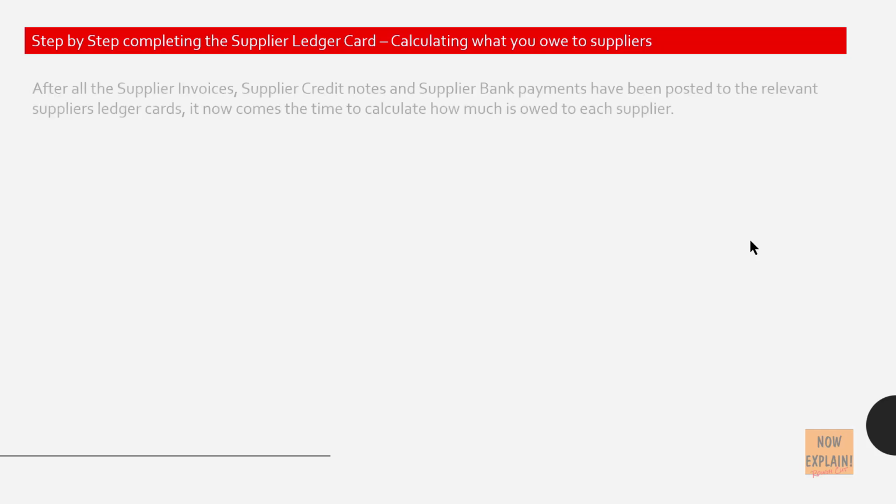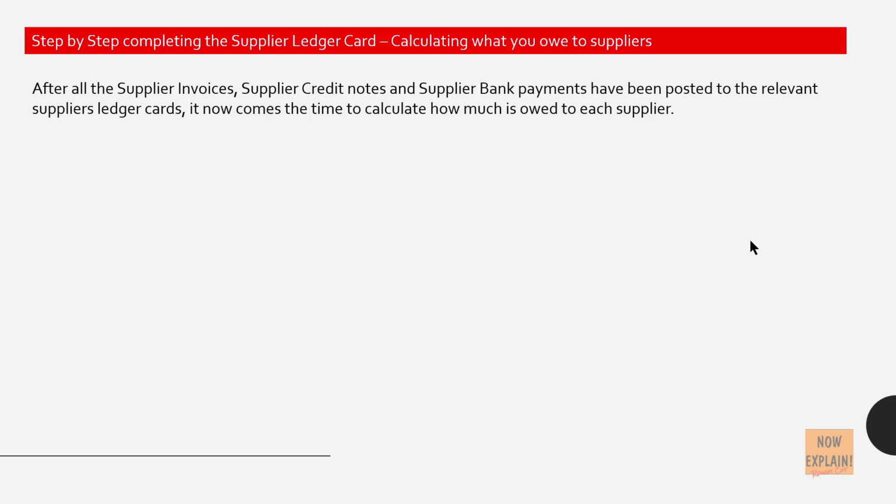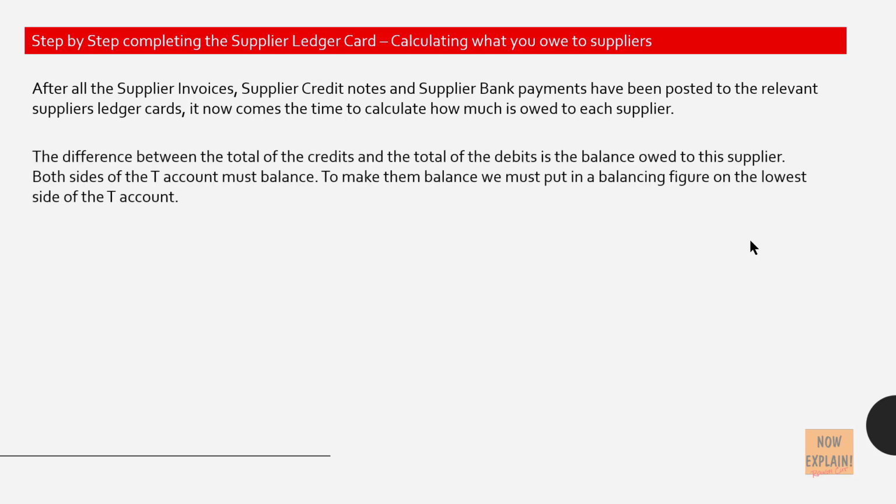Let's calculate what we owe to suppliers. After all the supplier invoices, supplier credit notes and supplier bank payments have been posted to the relevant supplier ledger cards, it now comes the time to calculate how much is owed to each supplier. The difference between the total of the credits and the total of the debits is the balance owed to this supplier. Both sides of the T account must balance. To make them balance, we must put in a balancing figure on the lowest side of the T account.